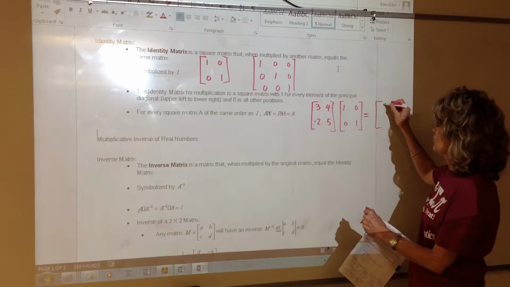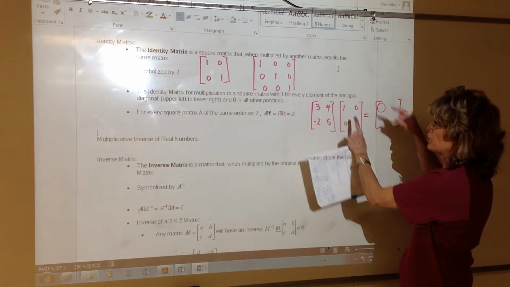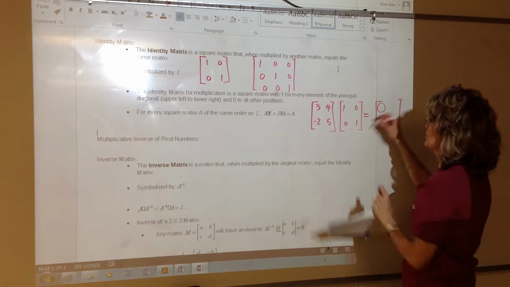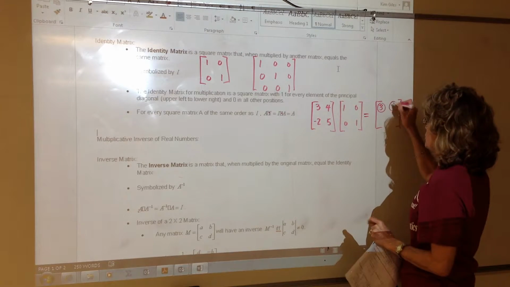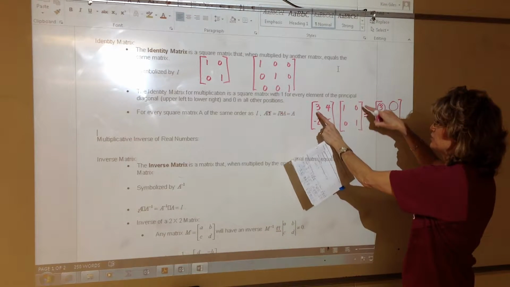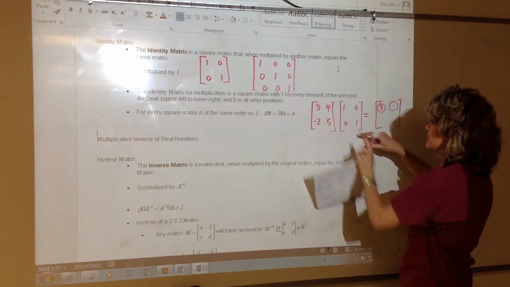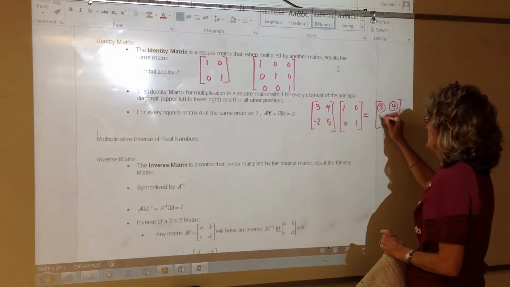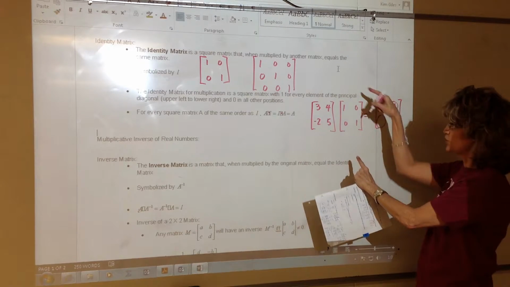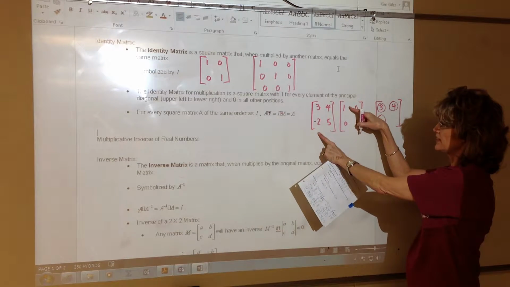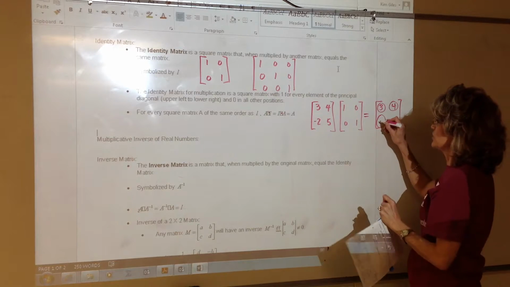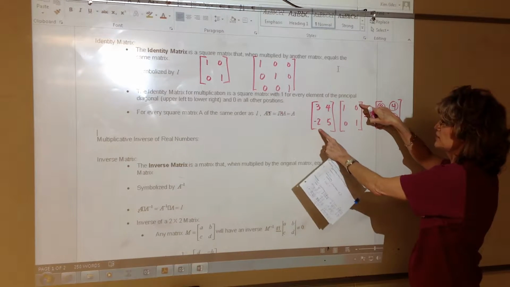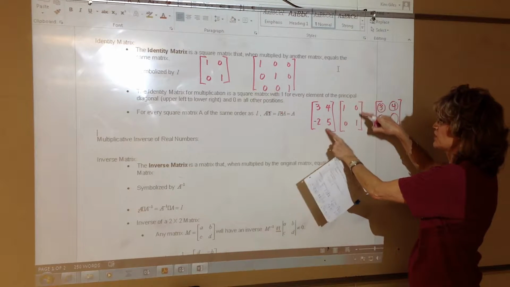So this entry right here comes from multiplying row 1, column 1. So you'll do 3 times 1 plus 4 times 0. We get 3. This entry, you'll do row 1, column 2, 3 times 0, and 4 times 1. So 0 plus 4, we just get 4. This entry right here is row 2, column 1, -2 times 1, plus 5 times 0. We just get -2. And the last entry, -2 times 0, plus 5 times 1, we get 0 plus 5, or 5.